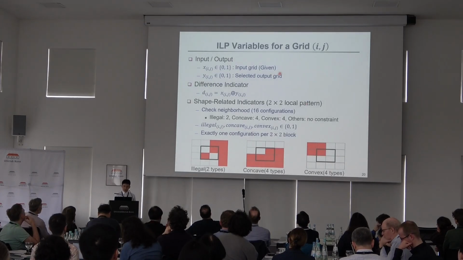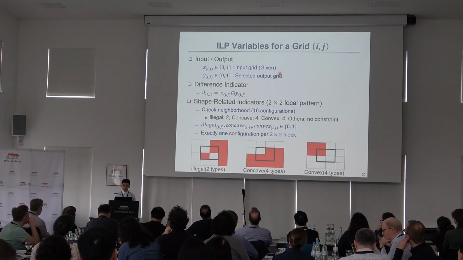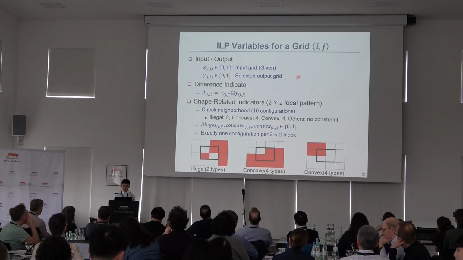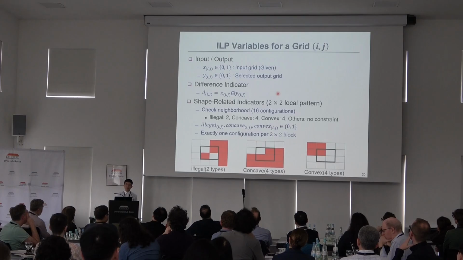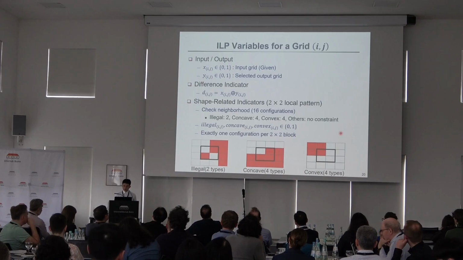This slide shows the IOP variables defined for each grid. X indicates the input grid, which is generated during the preprocessing stage. Y indicates the output grid, which is determined by the solver. We also define a difference indicator D, which is the exclusive OR between X and Y. For the shape-related indicator, we examine 2 by 2 local patterns to detect the illegal concave and convex cases, while leaving the remaining patterns unconstrained.